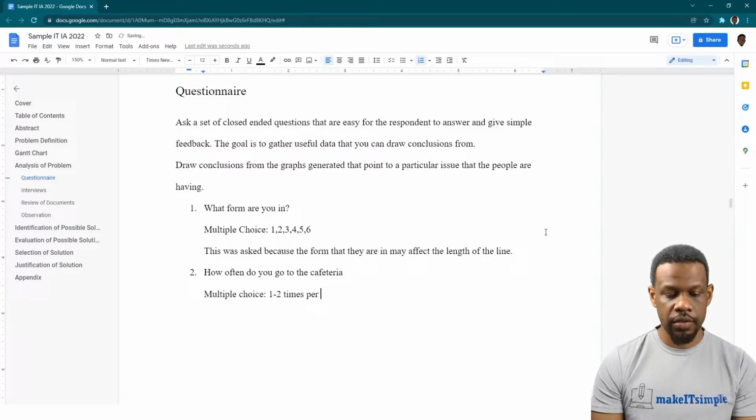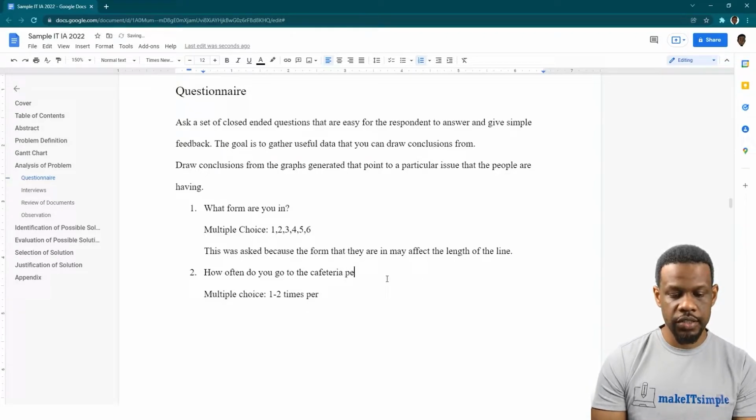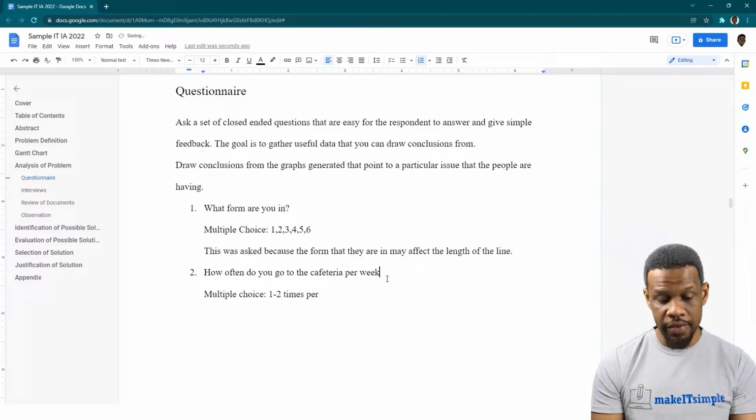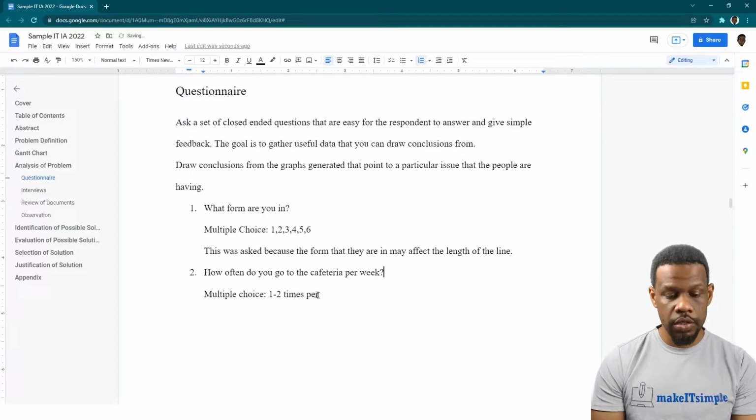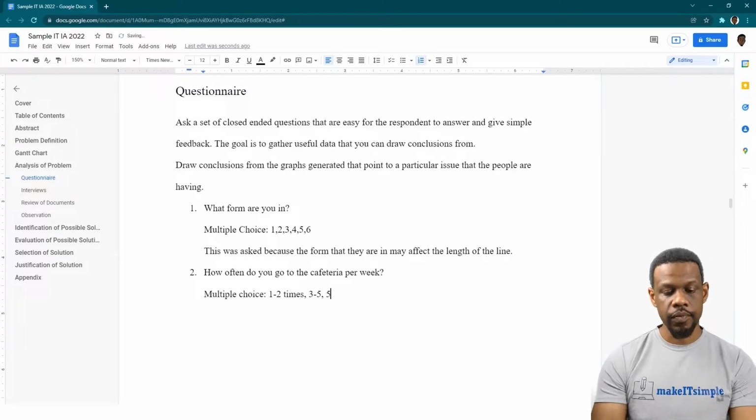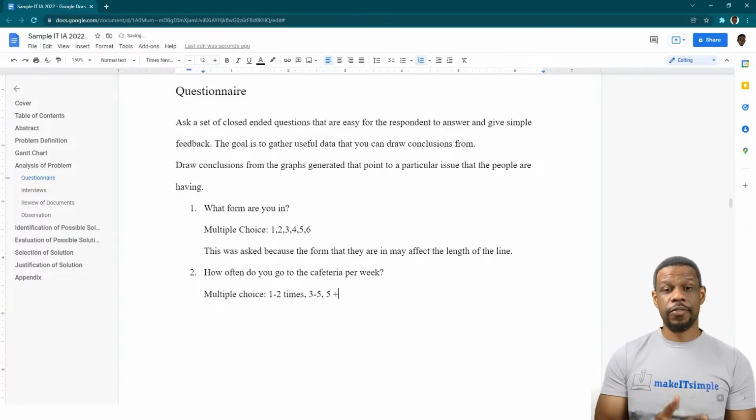So how often do you go to the cafeteria per week, right? If you could save yourself that trouble of having to write over a week all the time: 1 to 2 times, 3 to 5 times, 5 plus, right? So that gives them 3 choices. They either fall in one of the 3 brackets.